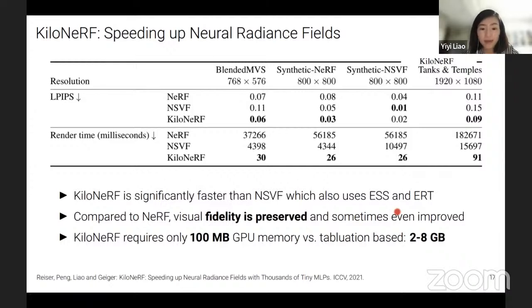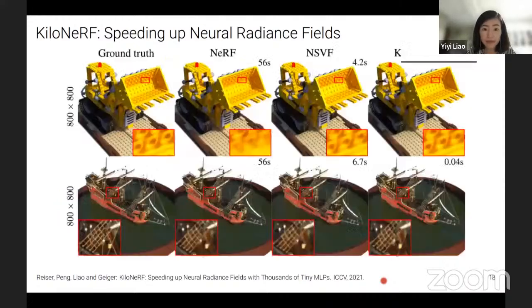Another thing worth mentioning is that the memory cost of KiloNeRF is much smaller compared to tabulation-based methods. Actually, at the same conference, ICCV 2021, there are some other acceleration methods for NeRF proposed using tabulation. The key idea is to save the intermediate results of the MLP such that we can directly get the intermediate results by looking at the table. And this requires large memory consumption. In contrast, KiloNeRF requires only 100 megabytes of GPU memory. Here are some qualitative comparisons. We show that KiloNeRF can achieve real-time rendering while maintaining the same or even better quality.